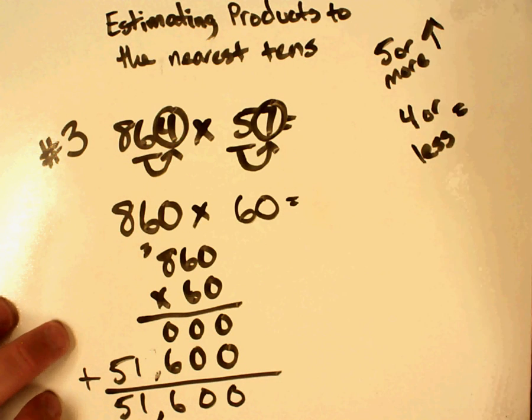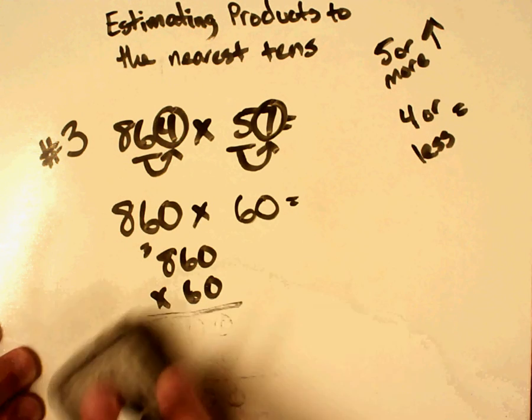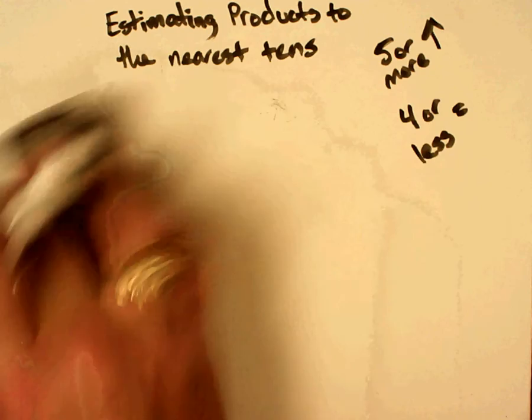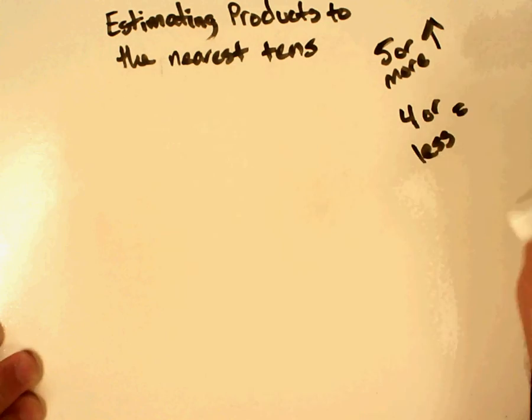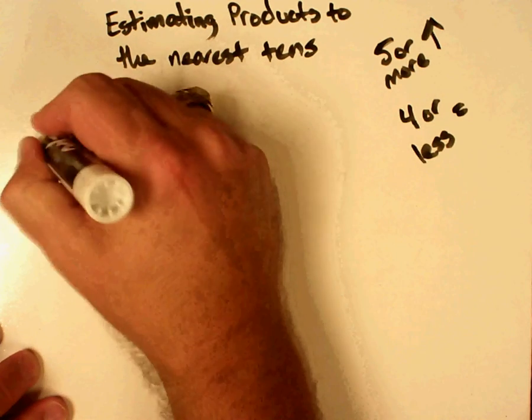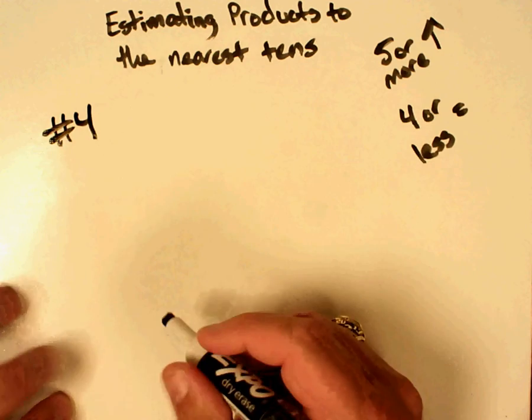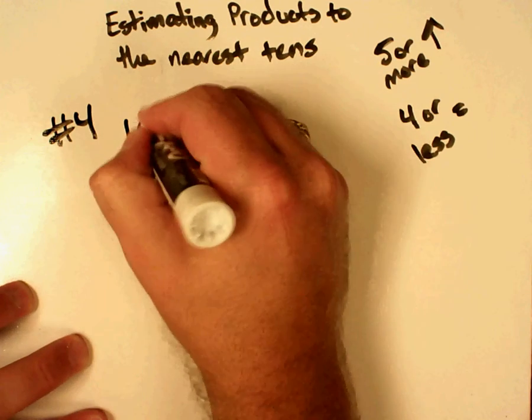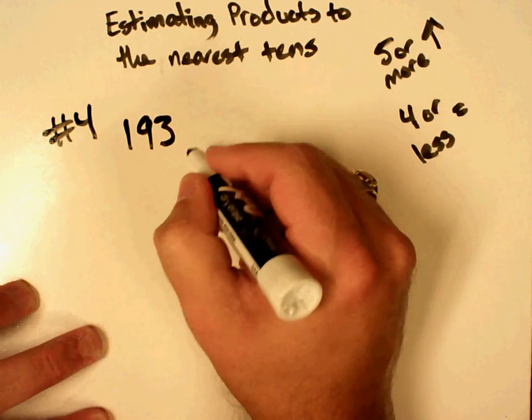Alright, since I messed up on that last one there at the end, let's do one more. Give you a freebie. So let's look at number 4, which is 193 times 12.